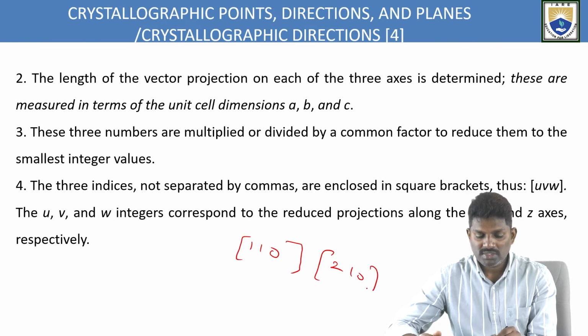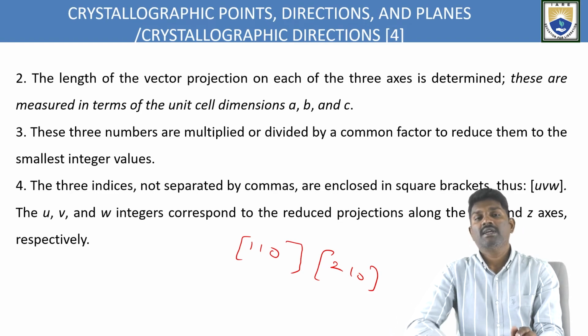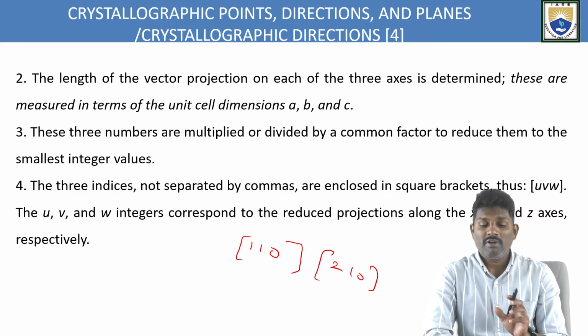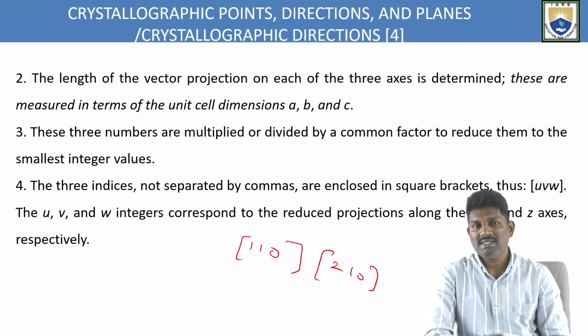2, 1, 0. So this is how you have to represent. So first point is what? You have to check whether the given unit cell is coinciding with the coordinate axis. The second point is what? You have to find out the edge lengths with respect to the unit cell lengths a, b, c.